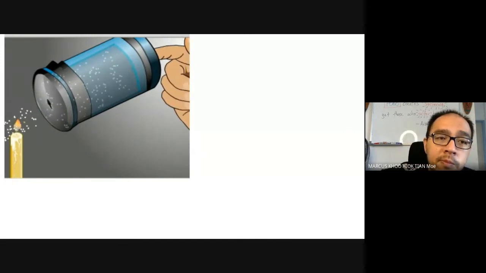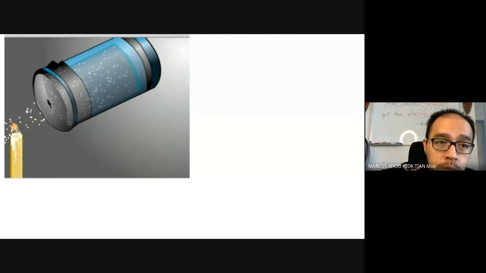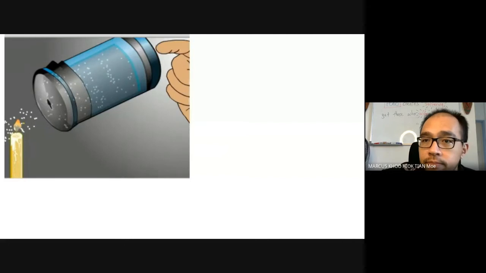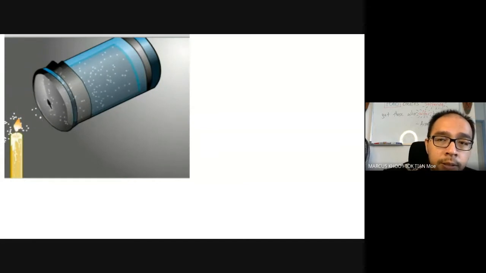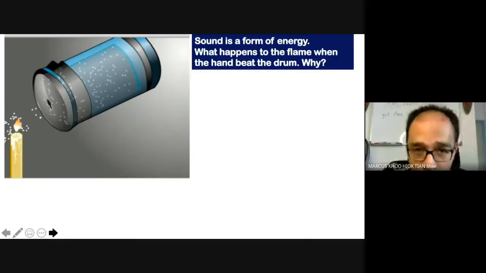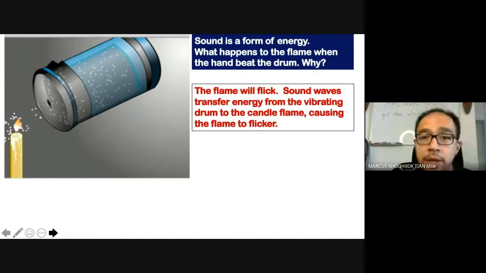As the wave passes through the air, do the air particles move along with the wave? No, the air particles move back and forth, or vibrate, about their initial positions. Okay, so sound is a form of energy. What happens to the flame we saw just now? The flame will start to flicker.